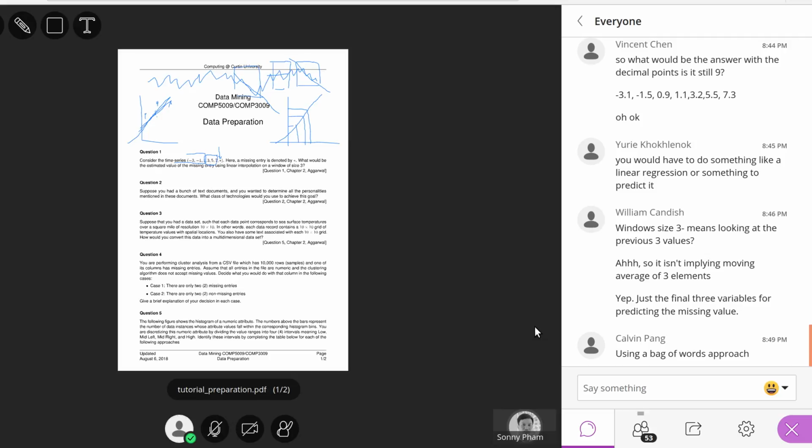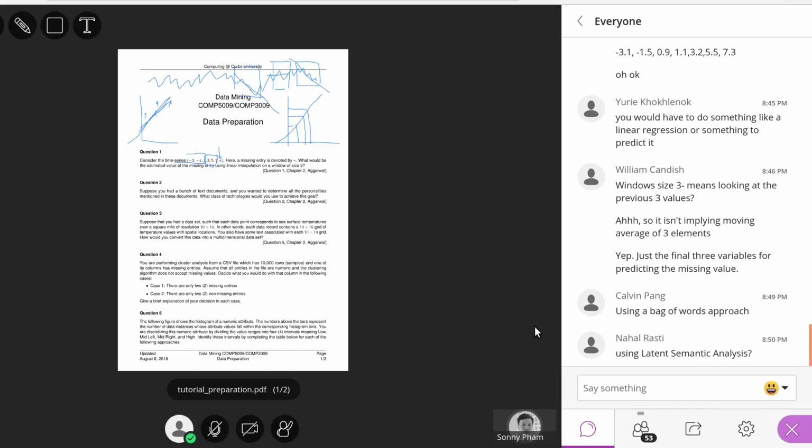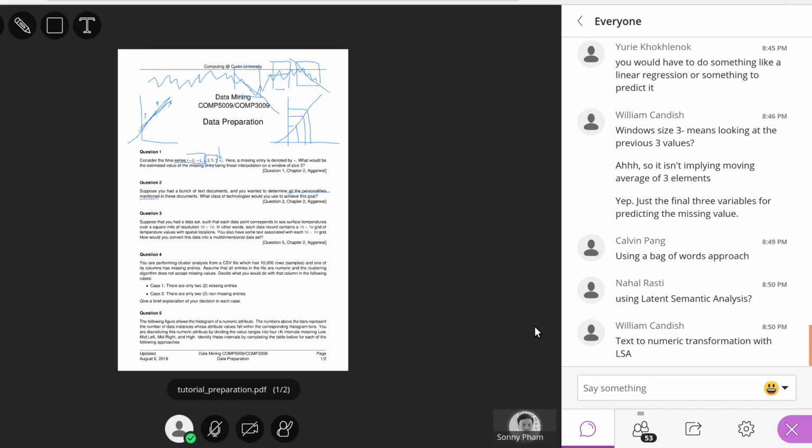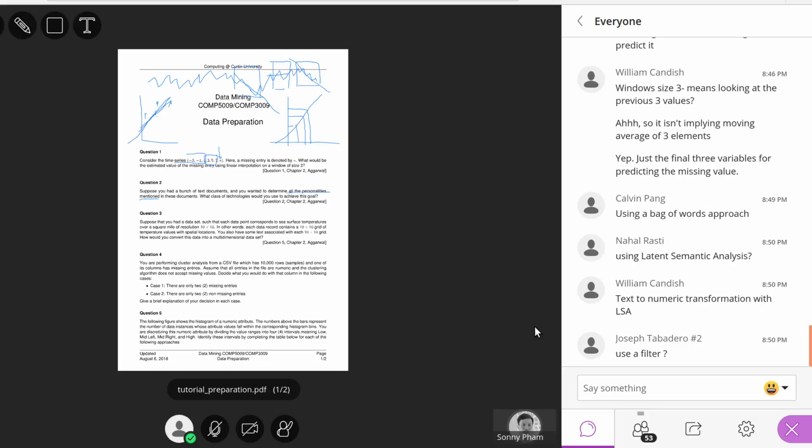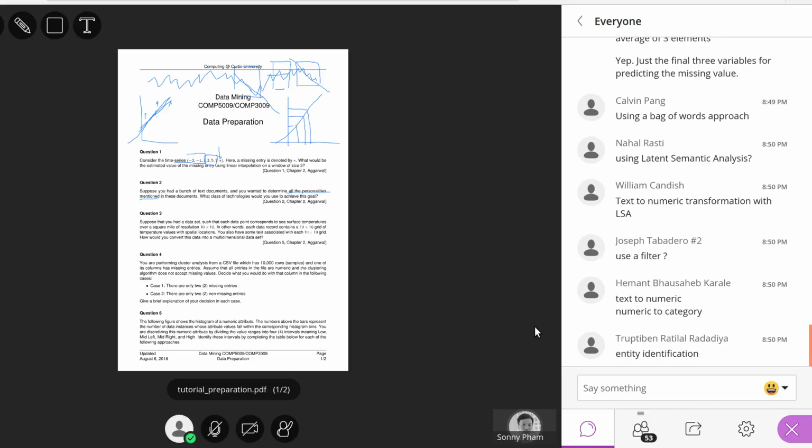Of course. This is not about how it can be done, but about actually determining, meaning detecting, all the personalities mentioned in the text. No, this is not about that. Using a filter, can you be more specific? Oh yeah, someone said entity identification. Yeah, I think you're on the right track. Entity identification, I think you are on the right track.